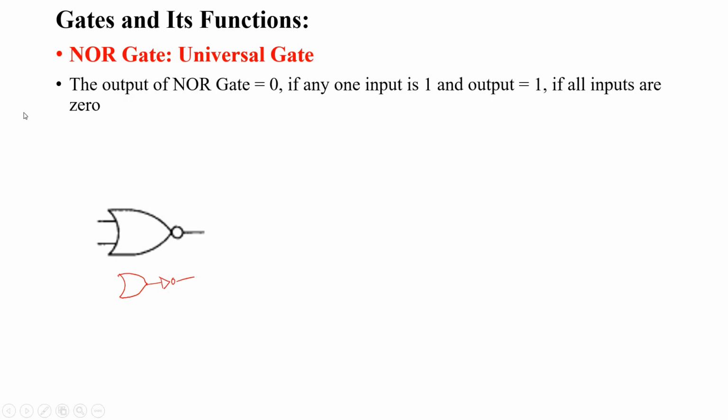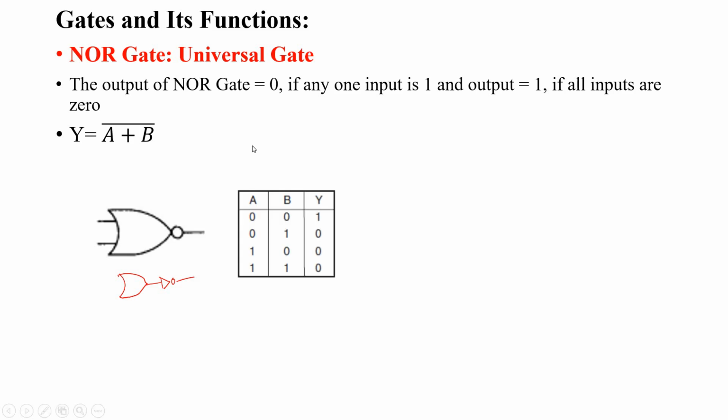Okay. Then the NOR, again it is a combination, so we may call it an OR followed by a NOT circuit. Okay. So this is called a NOR gate, a universal gate. For the NOR gate, output is equal to 0 if any of the inputs is 1, and output is equal to 1 if all the inputs are 0. So it is represented by A or B complemented, right?